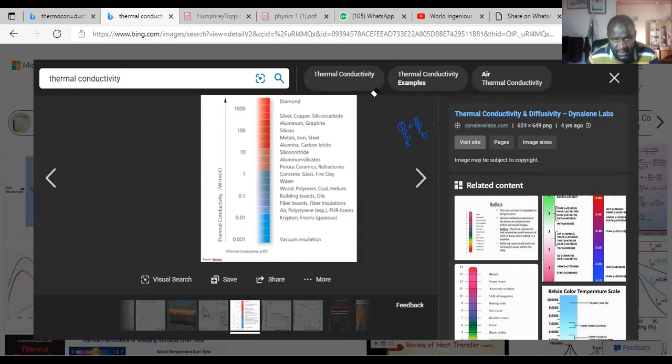Then it is followed by silver, copper, silicon carbide. We have aluminum, graphite, and as you go down, you'll meet other items like krypton, copper, polythene. They all have different thermal conductivities. So not any one material has the same thermal conductivity as the other. That is what that series is trying to tell us.